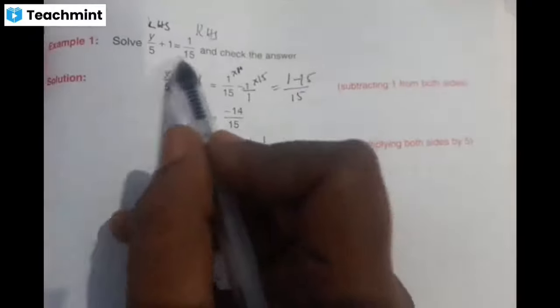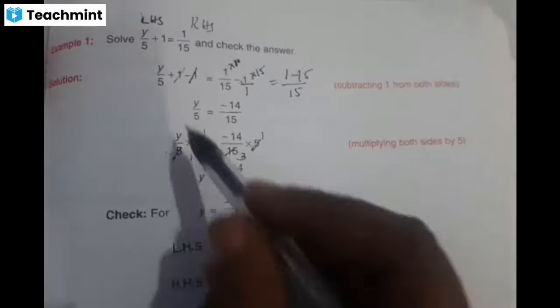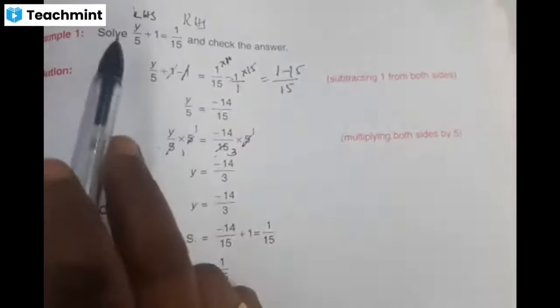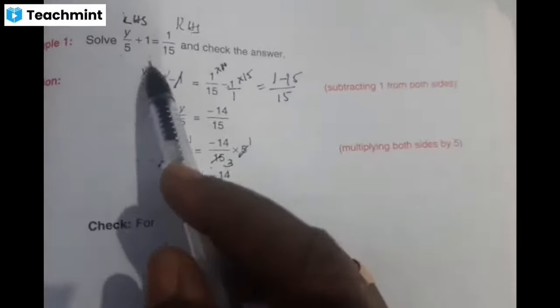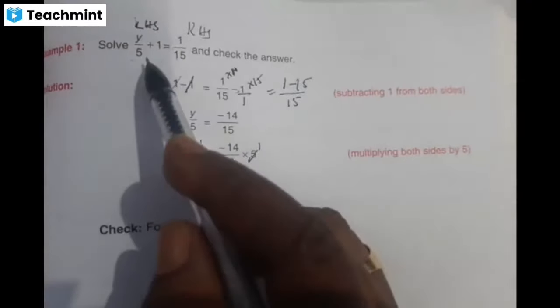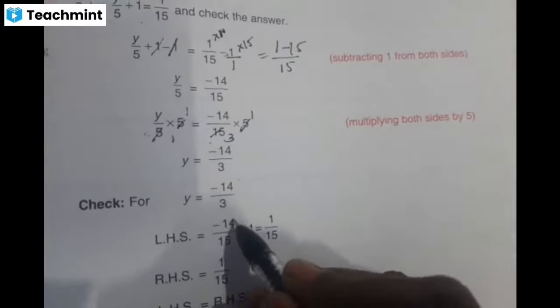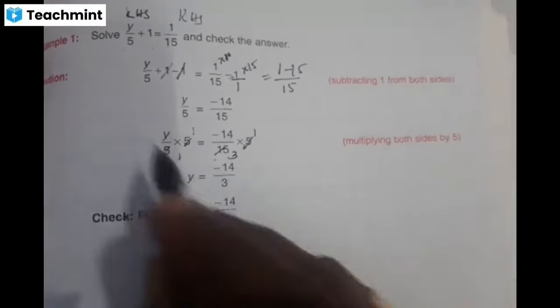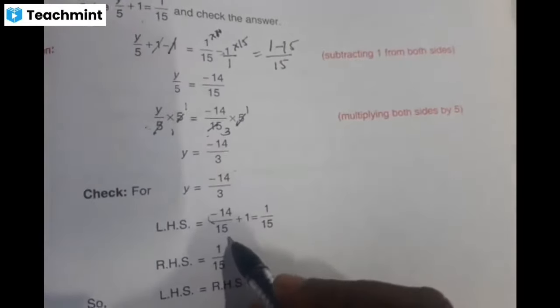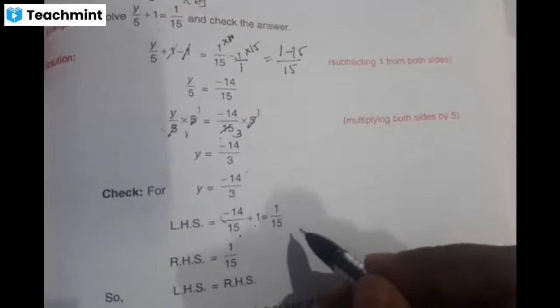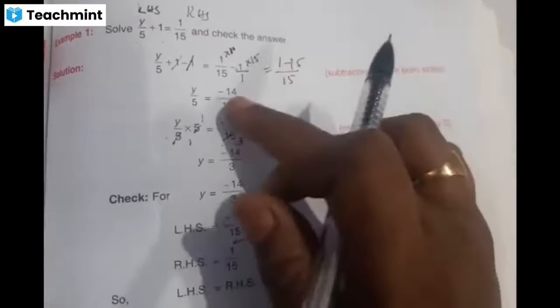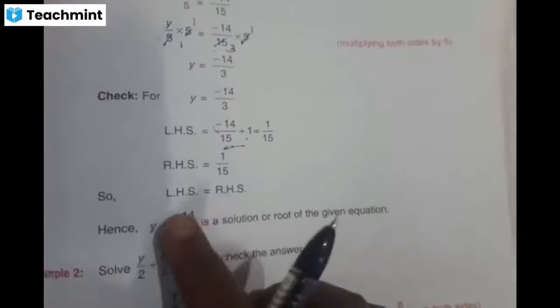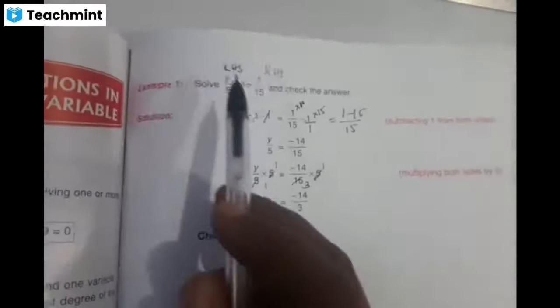We have to check whether we have got the answer correct or not. We have to consider the same equation, y by 5 plus 1 is equal to 1 by 15. They have considered only LHS. What is LHS? y by 5 plus 1. So in place of y, we have to substitute minus 14 by 3. So minus 14 by 3 into 5, which is minus 14 by 15, plus 1 is equal to 1 by 15. If you subtract this, we already know we get minus 14 by 15. Therefore, LHS is equal to RHS. Hence, we have solved the given equation as well as checked the answer.